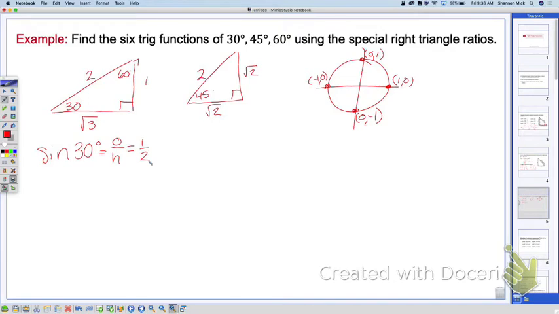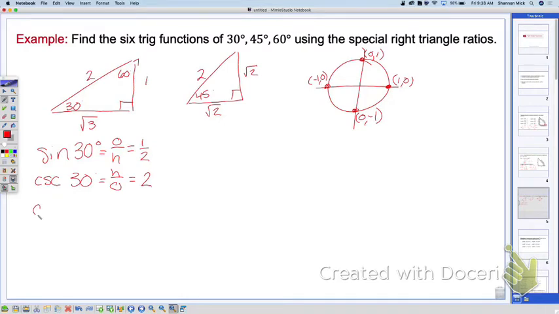Okay, cosecant of 30. Hypotenuse over opposite. For today, don't just reciprocate. Please go to your triangle. Hypotenuse over opposite, so I get 2 over 1, or just 2. You can put 2 over 1, right? But just 2.